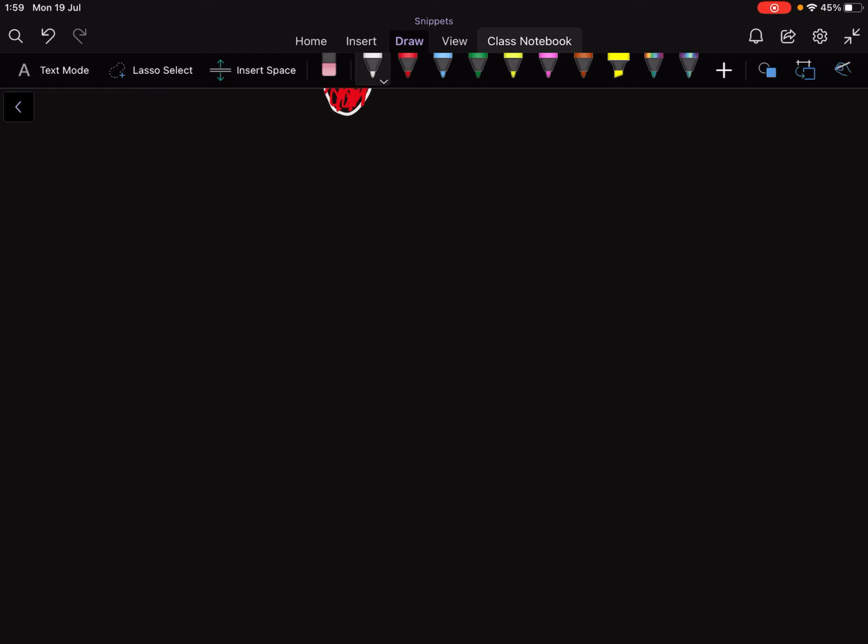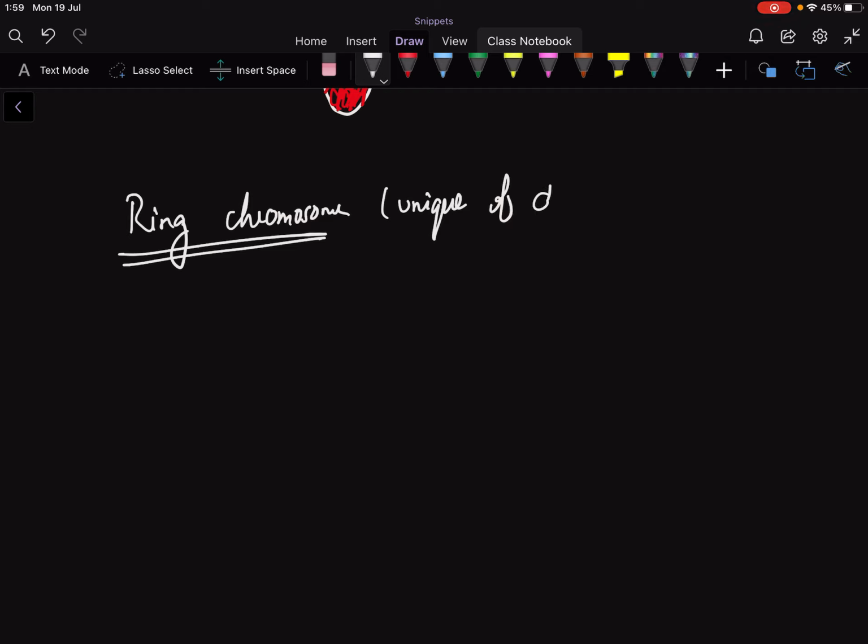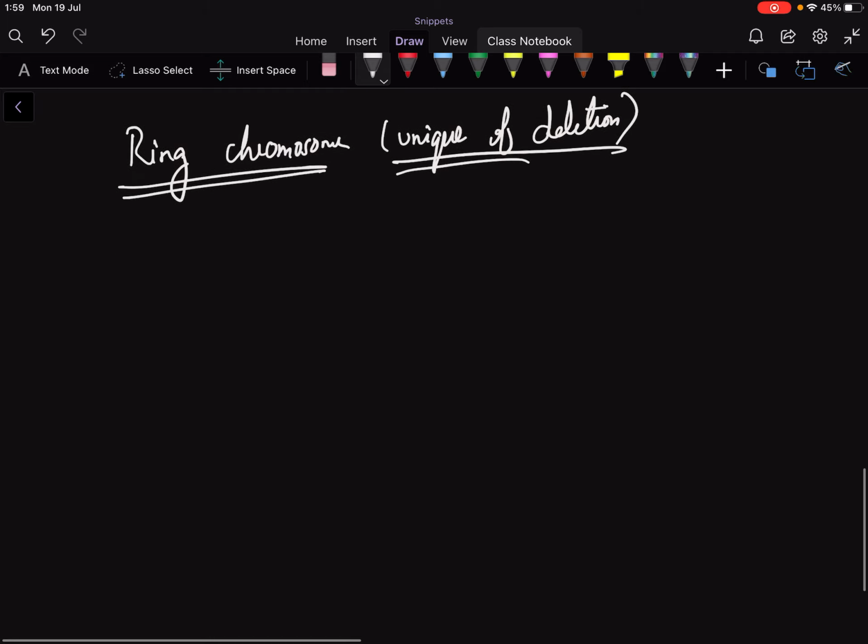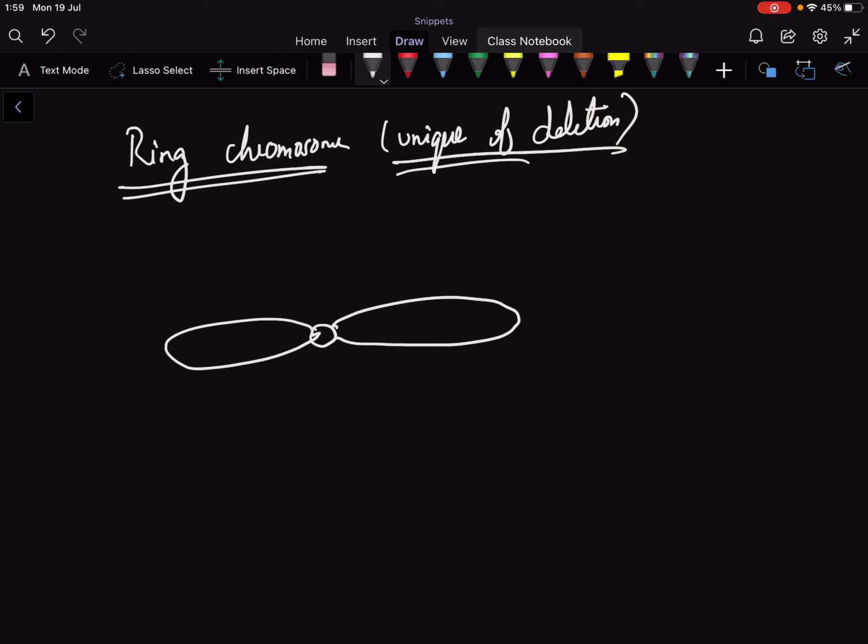Next we will talk about inversions. Before going into that, I will talk about what is meant by a ring chromosome. A ring chromosome is a unique type of deletion. So what is happening here? Normally, suppose this is the chromosome present here. These are the terminal ends of the chromosome, and these terminal ends are deleted.